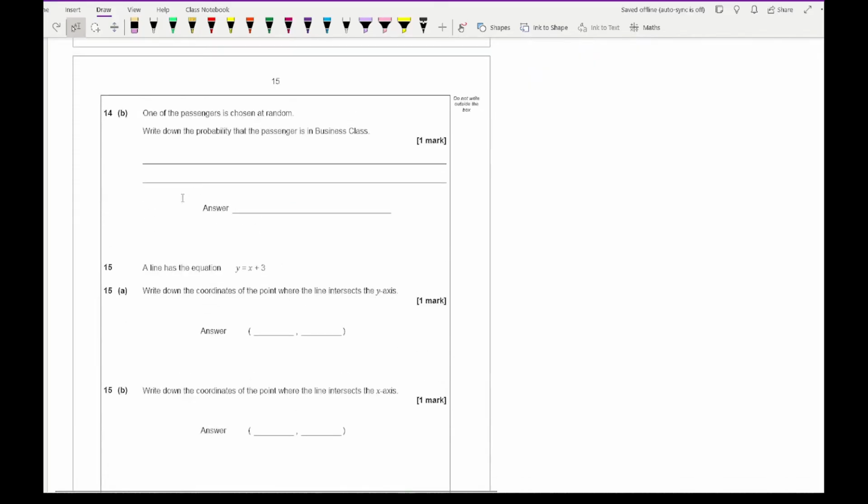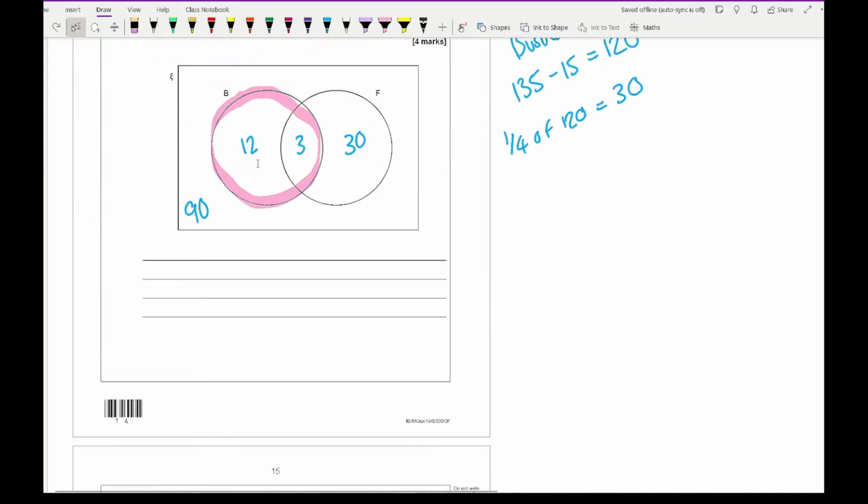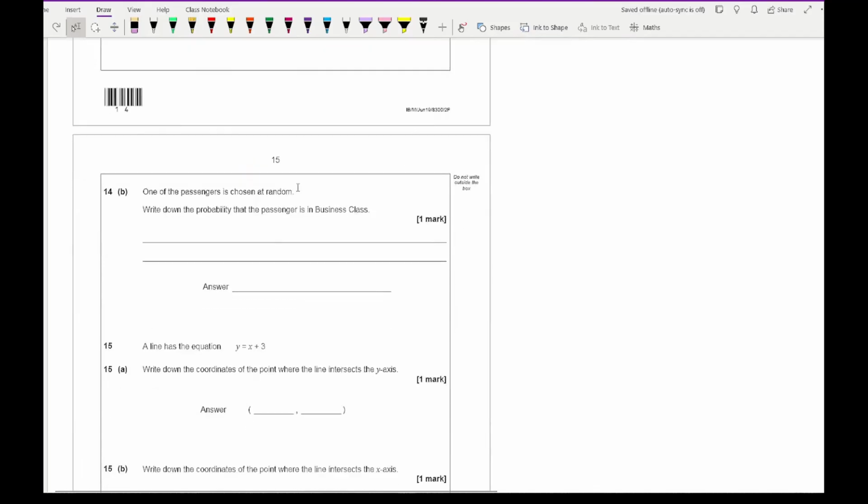So moving on to question 14b, it says one passenger is chosen at random, like they always are, although a bit controversial when it comes to talking about planes. Write down the probability that the passenger is in business class. Now for this, what we want is the total number of people in business class, which is 15. And we're going to write that over the total number of passengers.